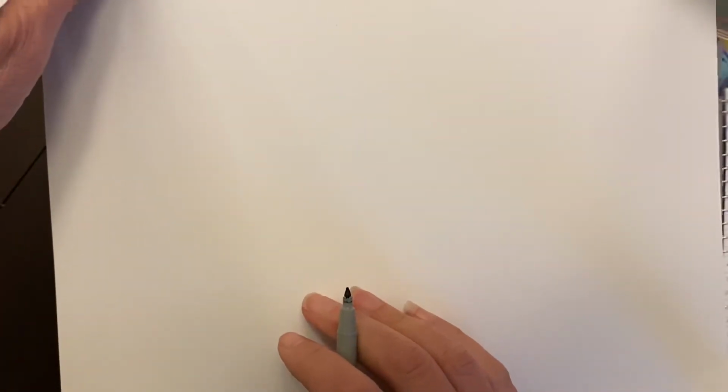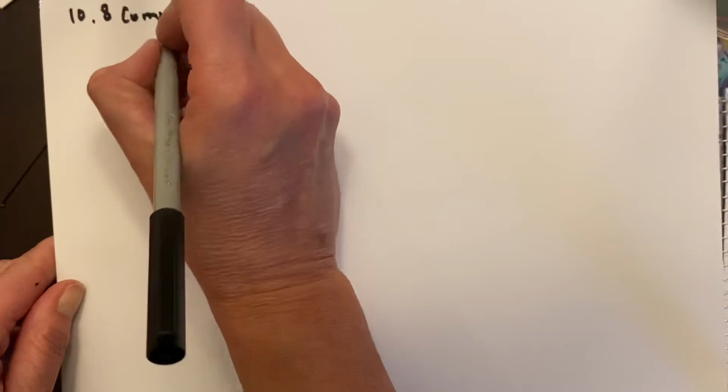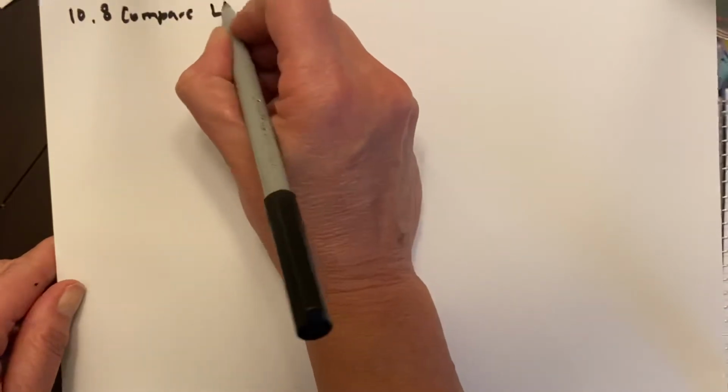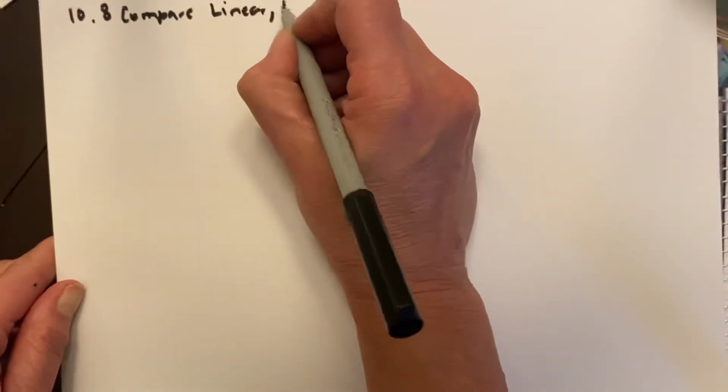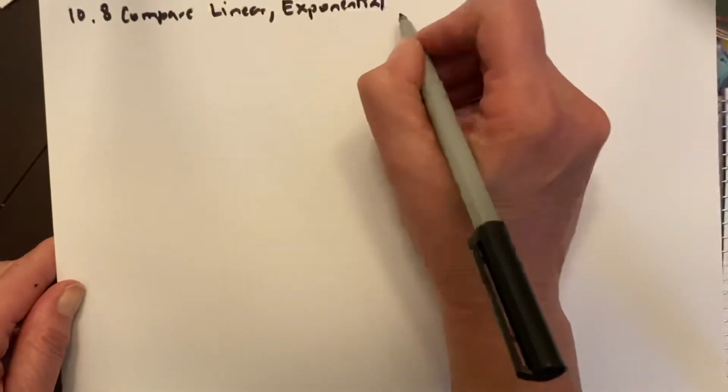Morning. This is the very last part of this chapter. It's lesson 10.8, and it actually finishes the last of all the quadratic equations lessons that we have in this book. In this last section, we're going to spend time comparing linear, exponential, and quadratic models.